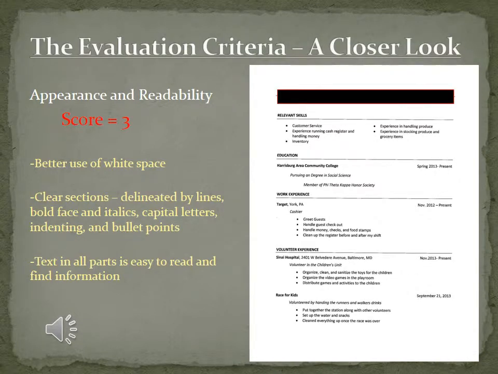This third sample resume is one that would score a 3 for appearance and readability. And it's very quick when you look at this to understand exactly why. There's an excellent use of white space to help separate the parts. Additionally, the sections for each part of the resume are very clearly delineated by lines, by the use of boldface all capital letters. It uses italics throughout the resume. There you'll see the use of bullet points and short snippets, whether they're for the skills or for the responsibilities on a particular job.